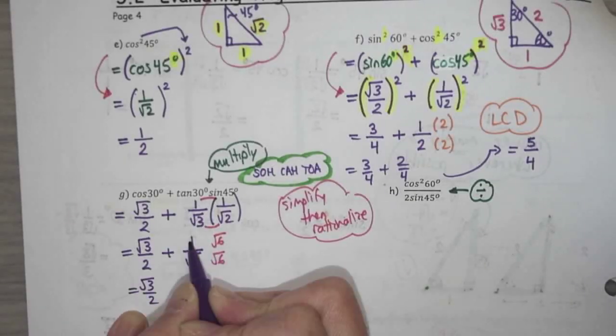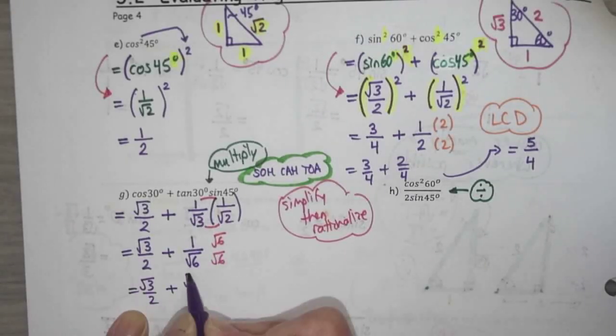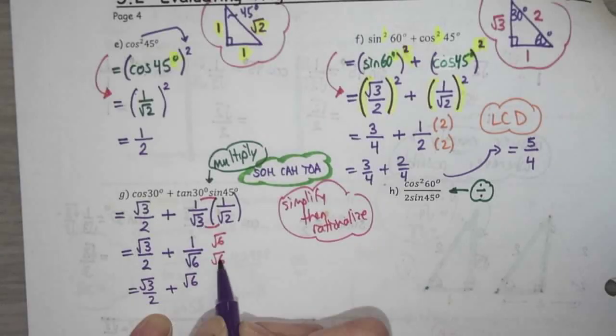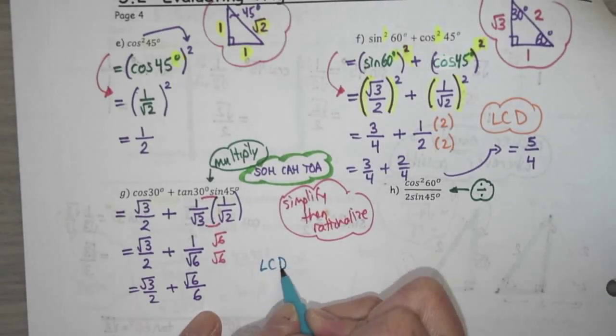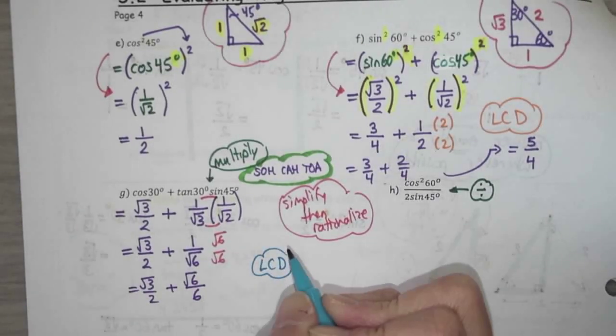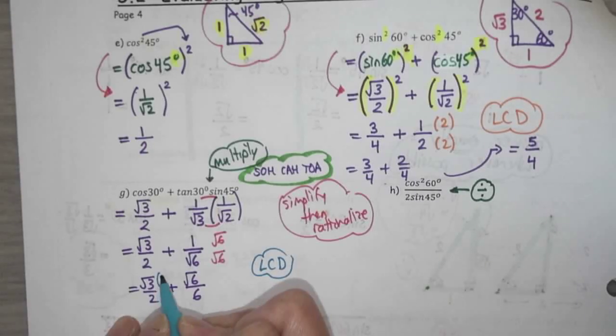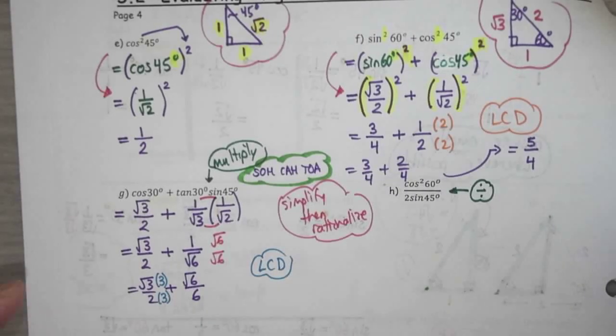So we want to do this. Root 3 over 2. 1 times root 6 is root 6. Root 6 times root 6 is just 6. Are we done? No. Now we have to do lowest common denominator. So lowest common denominator, right? So that fraction stuff from before, I'm going to multiply this by 3, then this by 3 to get 6.